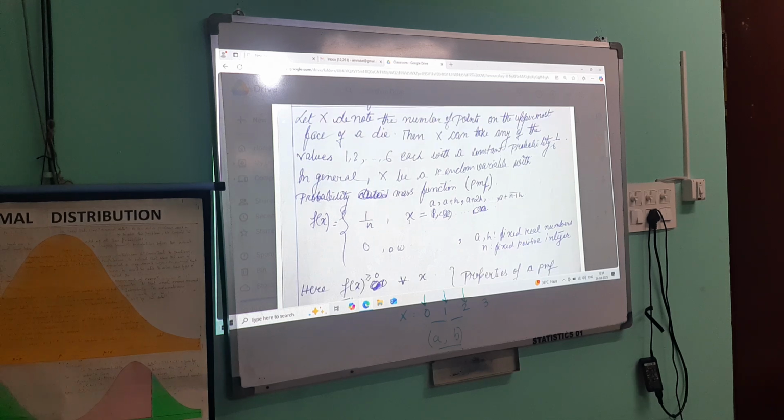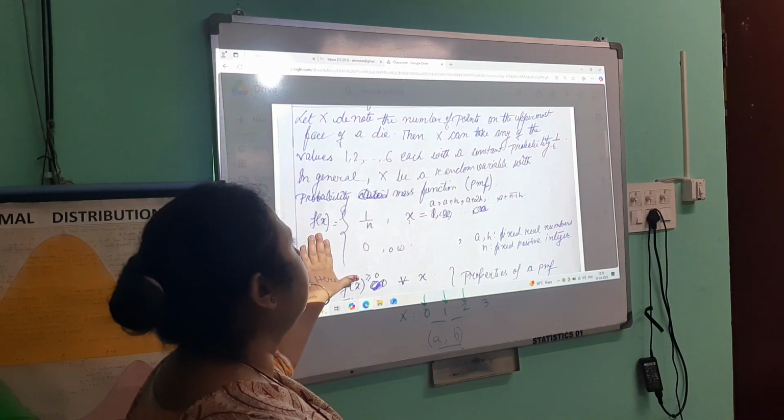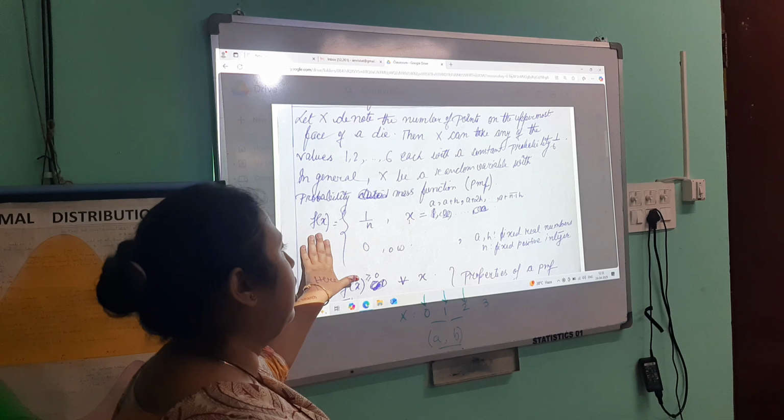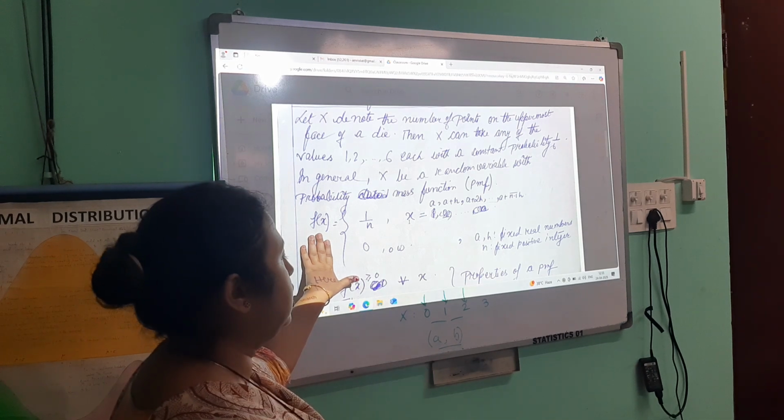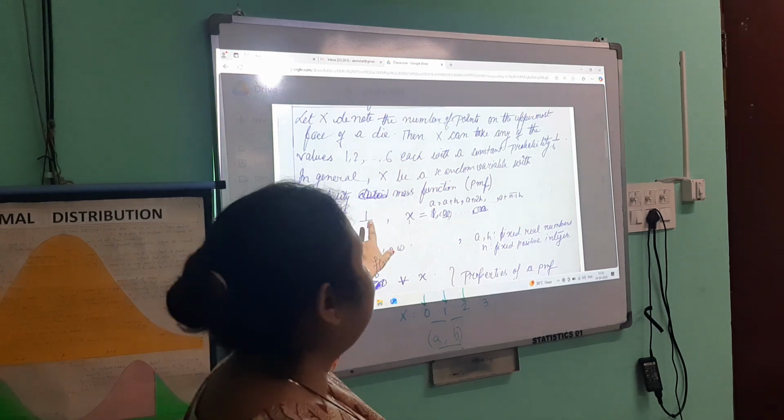Like here. Let capital X denote the number of points in the uppermost face of a die. Then X can take any of the values 1, 2, 3, 4, 5, 6, each with a constant probability 1 by 6. In general, such kind of random variables can be understood to follow the discrete uniform distribution with PMF f(x) equaling 1 by small n.